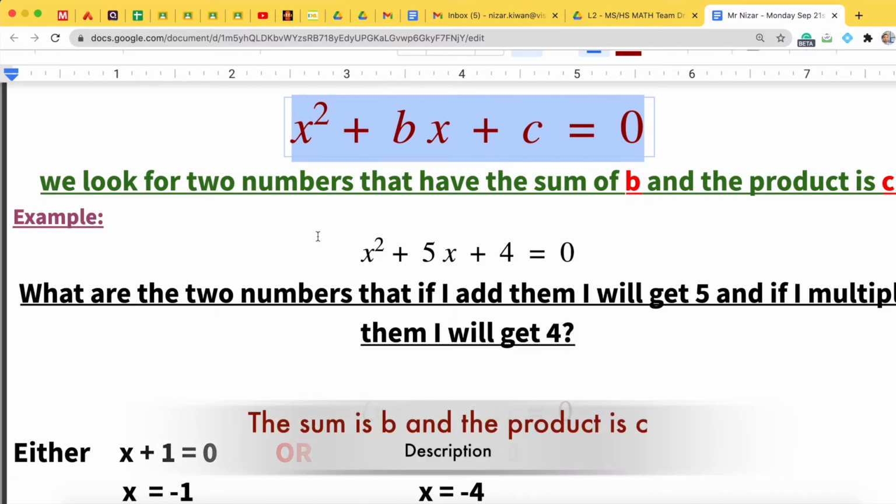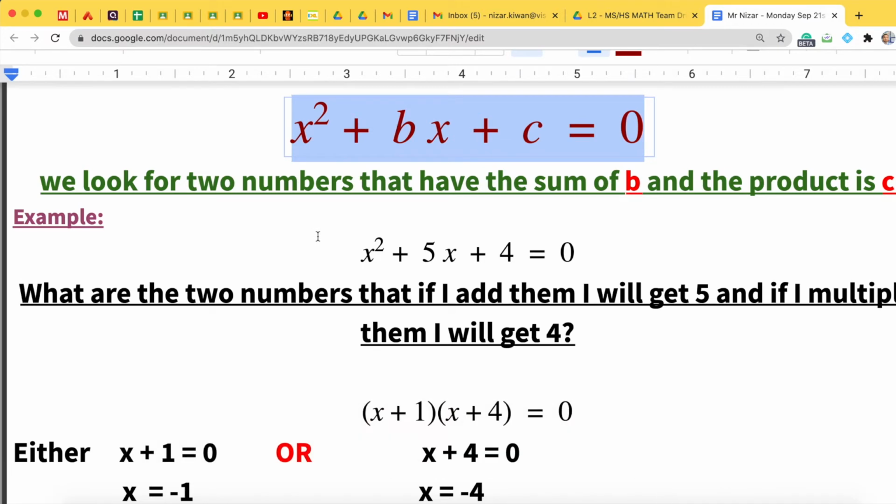The coefficient of the linear term is b, which is the sum, and the constant is the product, which is c. So ask yourself, what are the two numbers that if I add them, I'm going to get 5, and if I multiply them, I'm going to get 4? What are the numbers that if you multiply them by each other, you will get 4? Either 2 and 2, but 2 plus 2 is not 5, so it's not possible. What about negative 2 and negative 2? If you add them, you will get negative 4, so wrong. What about 4 and 1? If you multiply them, you will get 4, and if you add them, you will get 5. So these are the numbers.